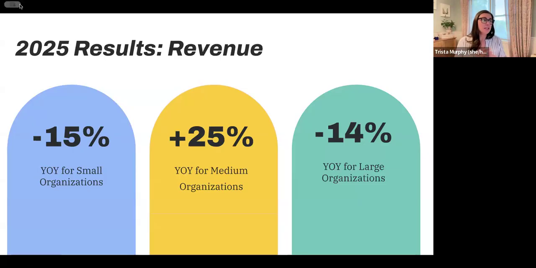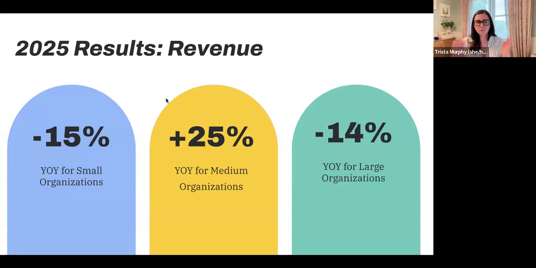When we talk about small organizations, those are organizations that are sending less than 100,000 unique emails in a month. Medium is anywhere from 100,000 to just shy of 300,000, and then large is anyone who is sending 300,000 or more unique email addresses in a month.